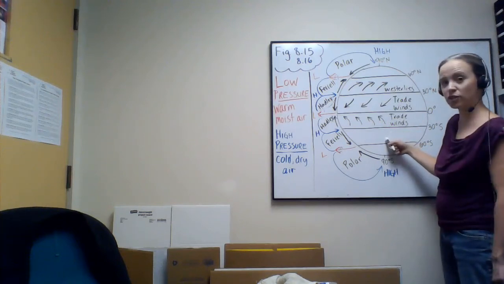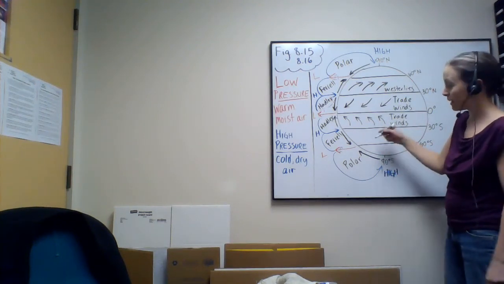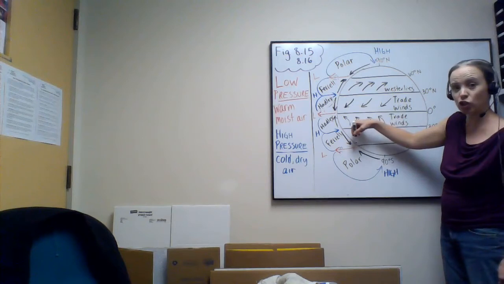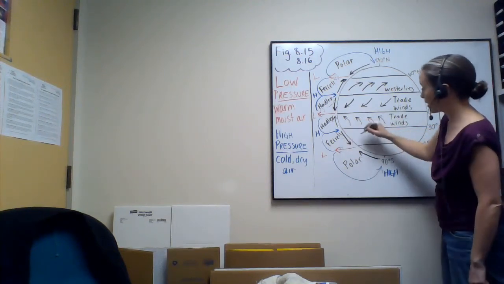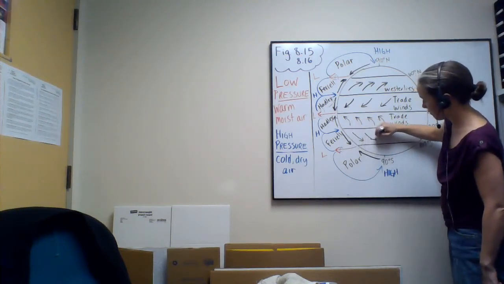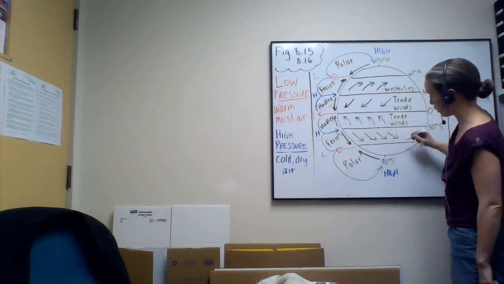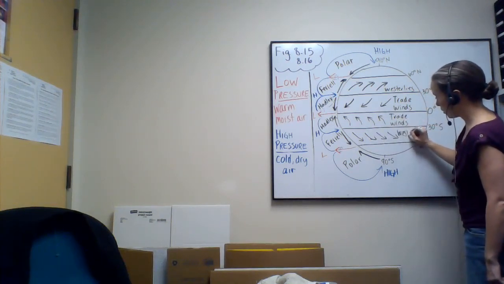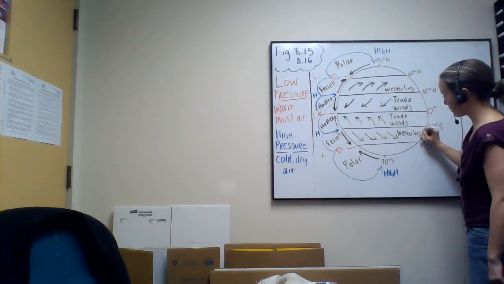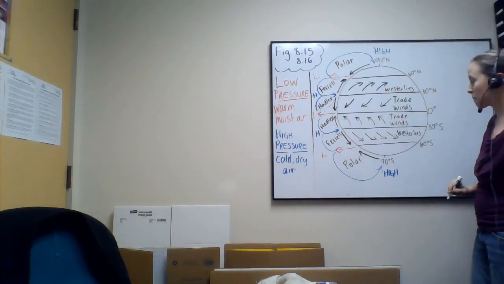In the southern hemisphere, this is mirrored, but now we're moving to the south. We turn to the left, and so turning to the left takes us to the east if we're going south. These are the southern hemisphere westerlies.